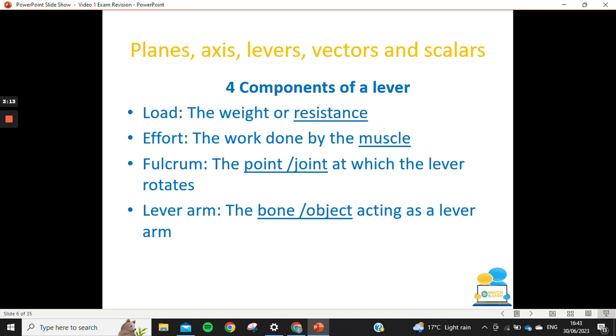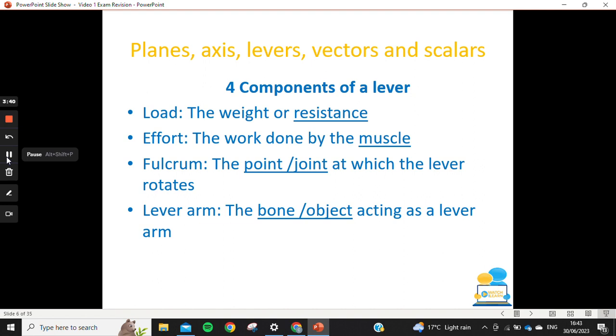So when we are looking at lever classes, we need to understand what a lever class is made up of, the components of a lever. So we have the load, which is the weight or the resistance being applied. So in this scenario, it's the javelin, which is the load that the thrower is trying to throw. The effort is the work done by the specific muscle in the movement.